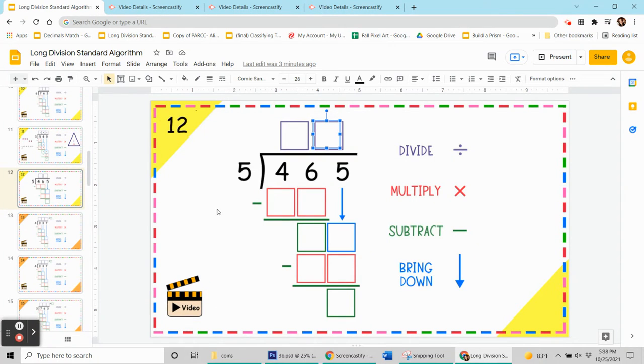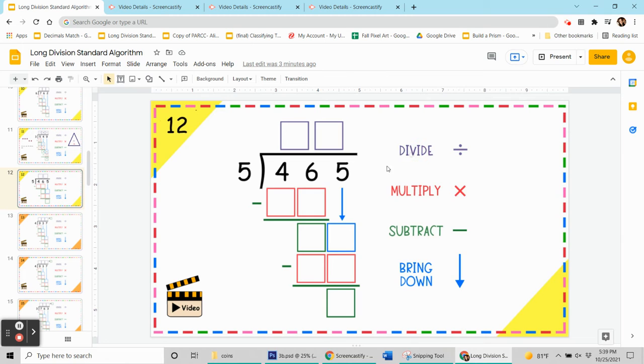Hello, everybody. We're doing the standard algorithm for long division. We're going to try 465 divided by 5. So follow along on a piece of paper or grab these slides and you can fill in the boxes with me. And we're going to go ahead and get started. So first we divide, then multiply, then subtract, and then we bring down.